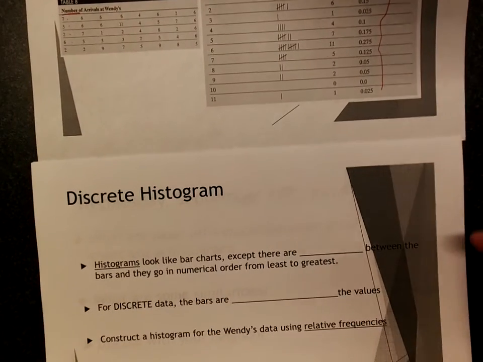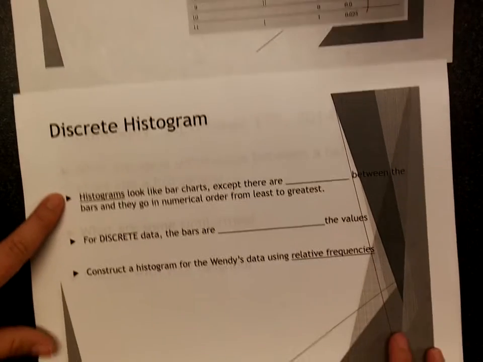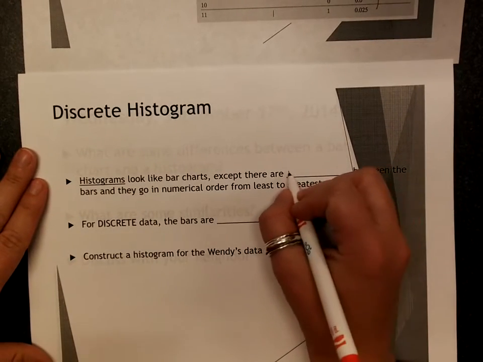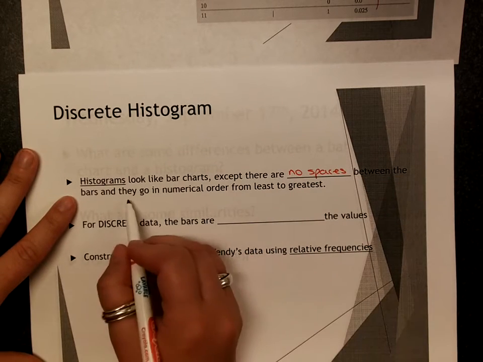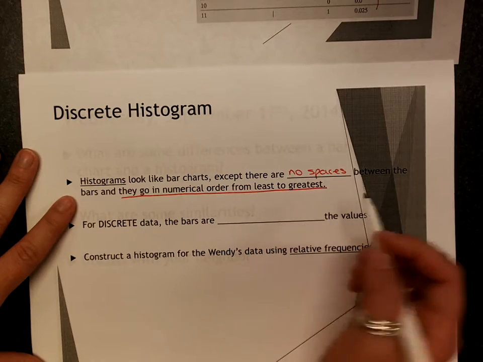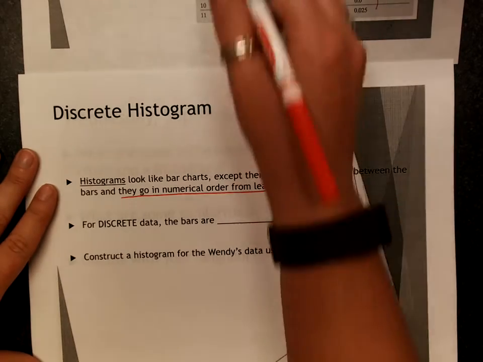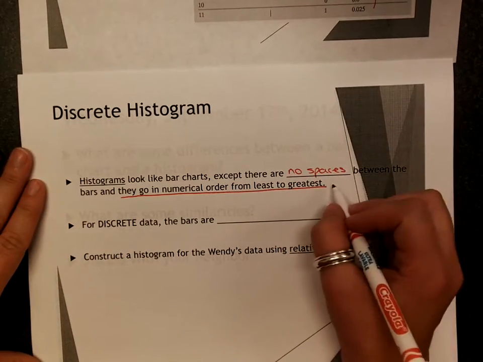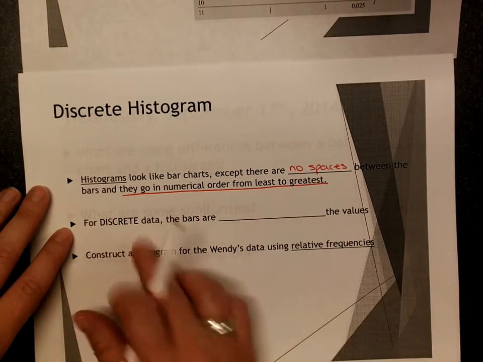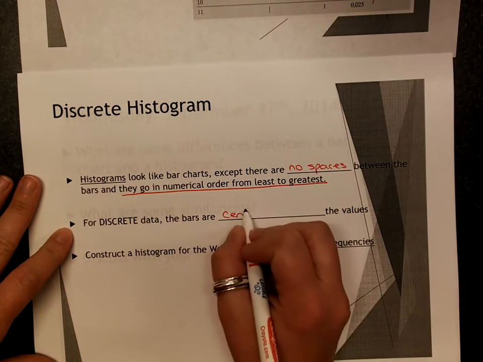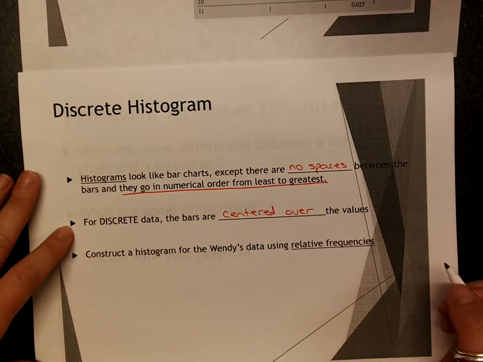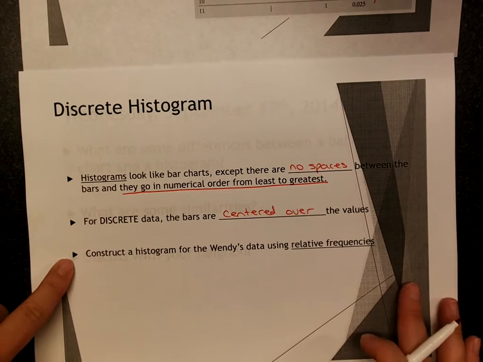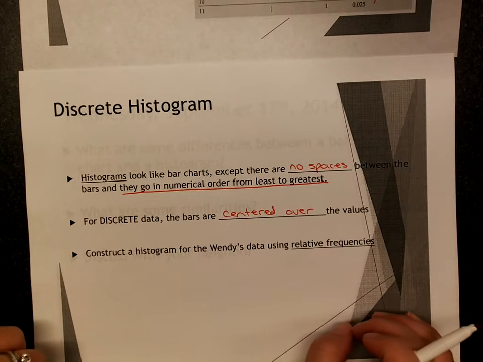histogram for our data. So histograms look like bar charts, except there are no spaces between the bars, and they have to go in numerical order from least to greatest. And these are the actual values going from least to greatest, not the frequencies. For discrete data, the bars are centered over the values, and I'll show you what that looks like. So we're going to construct a histogram for the Wendy's data using our relative frequencies.